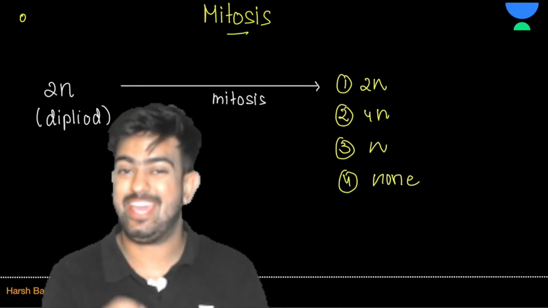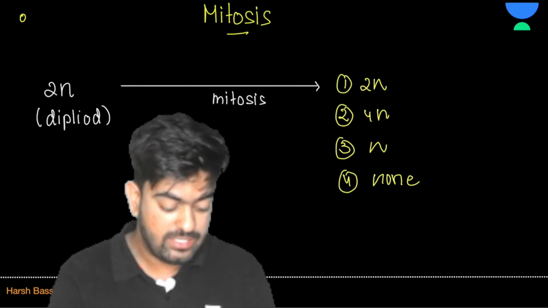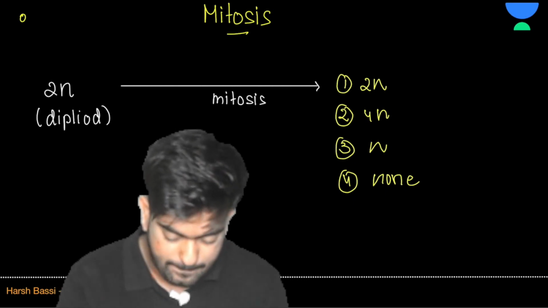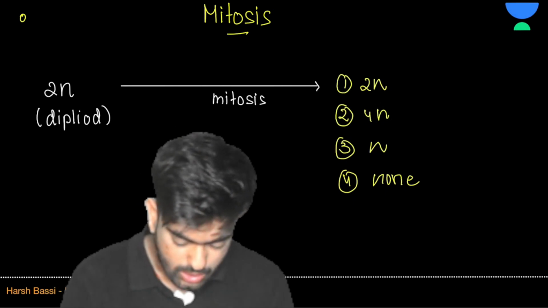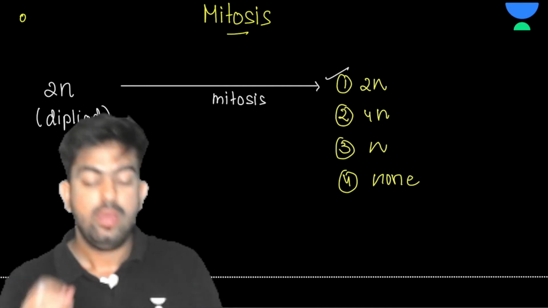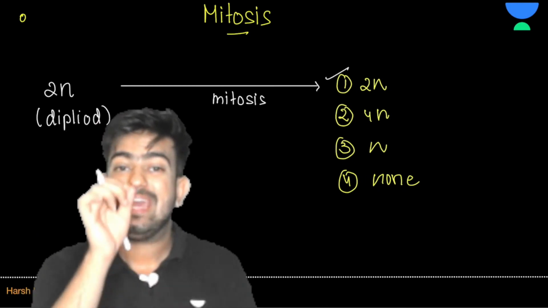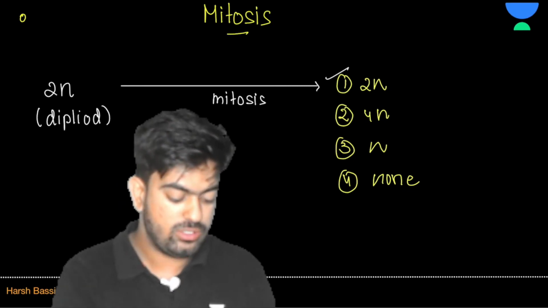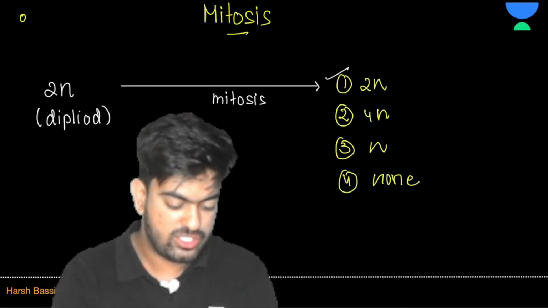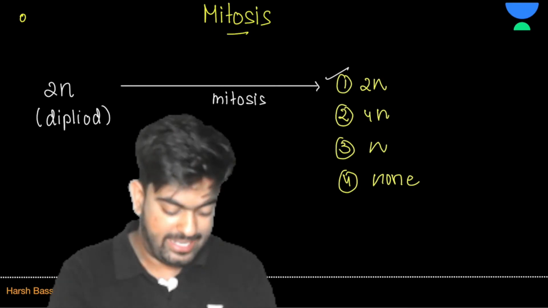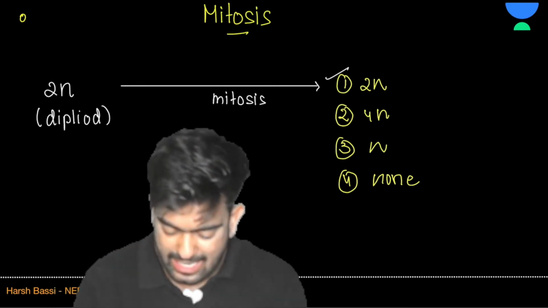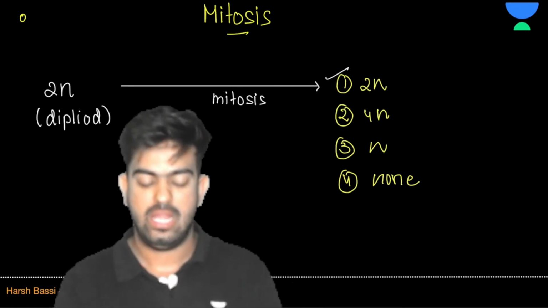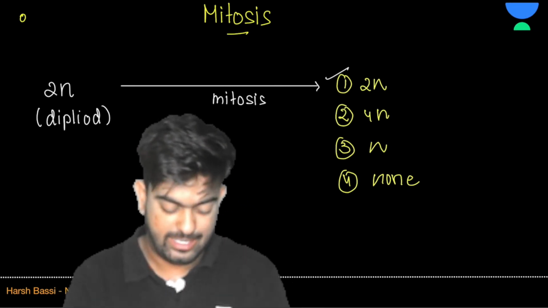Yes, very good. The answer is none other than 2n. Why, sir? Because in mitosis, equational division takes place. In mitosis, what happens? Equational division takes place. Yes or no? Yes, sir. And that's why our answer is 2n. I hope this is pretty much clear to you all.